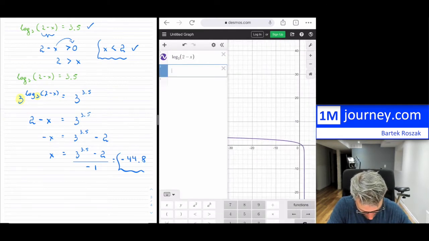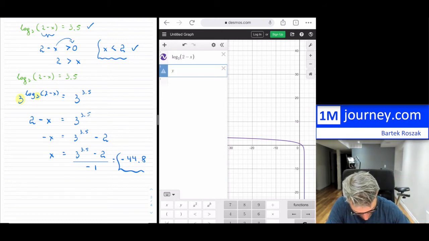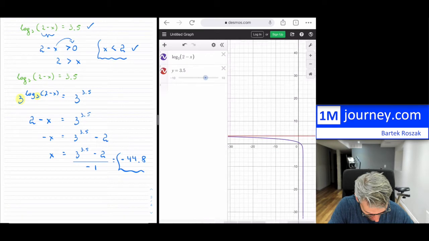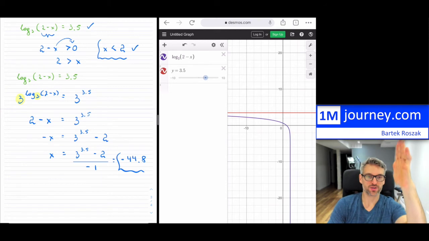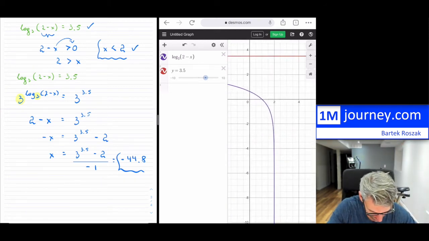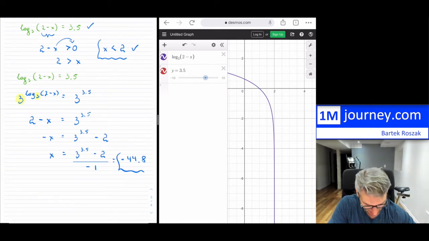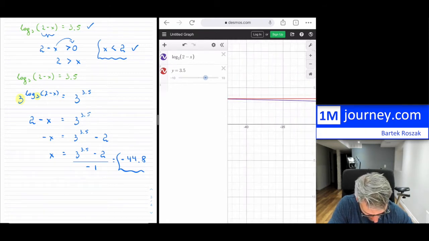And now my second one, in order to put in the constant of 3.5, I'm going to put y equals 3.5, not 35.5, okay? And first, I would want you to see that for that log, notice at 2 here, it kind of goes straight down because it doesn't exist. And that's what I was referring to, that we definitely have x which is less than 2. And now let's see if these two actually meet at this negative 44 or somewhere there.